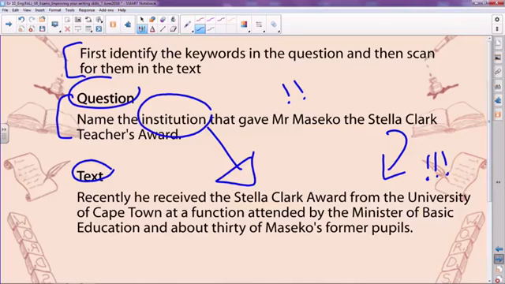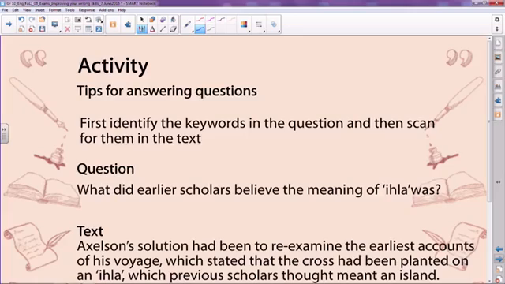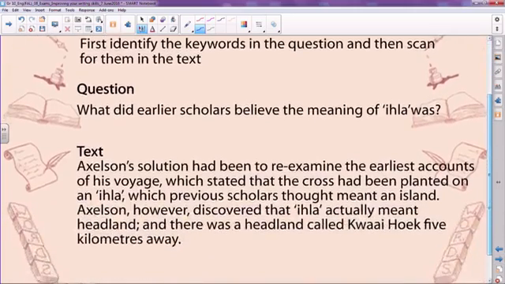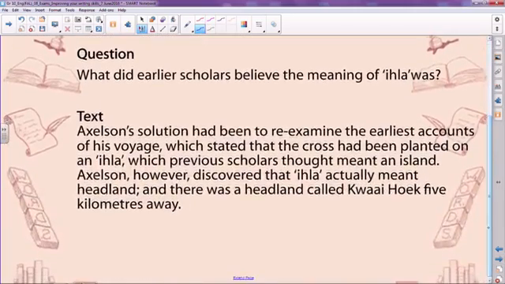Let's finish off this last section with one more of these scanning activities that I'm going to give to you. The question is, what did earlier scholars believe the meaning of Ishla was? And then this is the text. So 1 minute, find the keyword in the question, and then scan the text and find it in the text. I'll see you back in 1 minute.